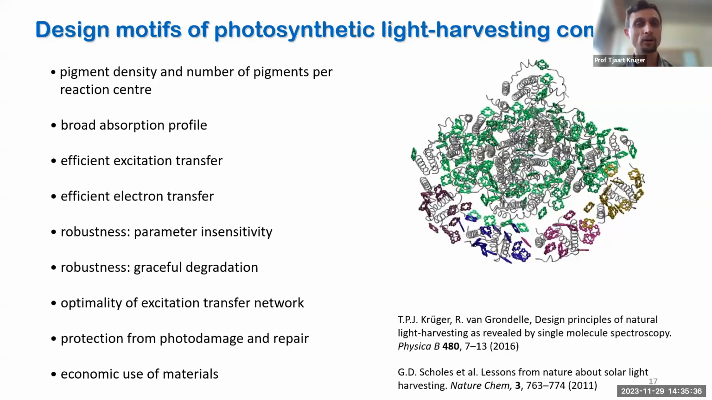So here's a list of design principles of photosynthetic light harvesting complexes, and I could actually spend a few hours going into detail about each of these design principles, because these are really marvelous systems. There's so much that one can learn from them. But for the purpose of this talk, I'm going to focus on only some aspects of two design principles. We'll look at the high pigment density, and we'll also look at protection from photodamage, and only one type of protection.